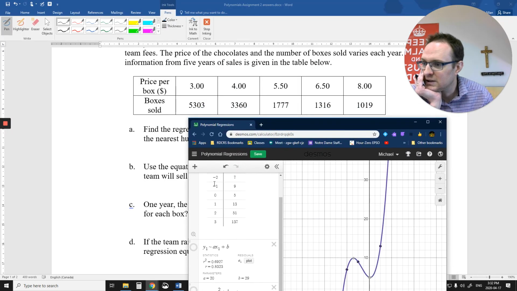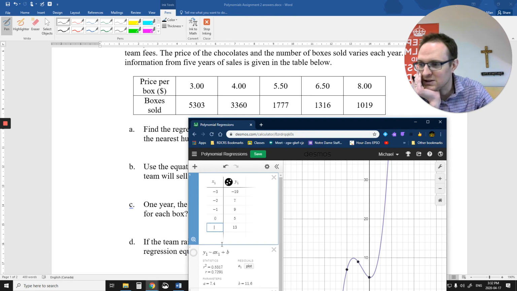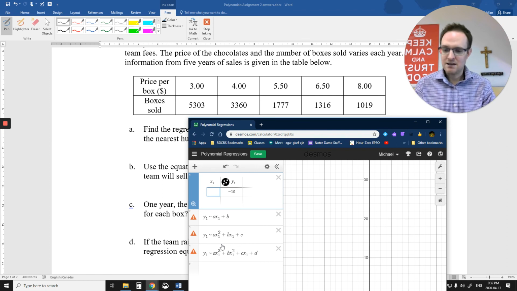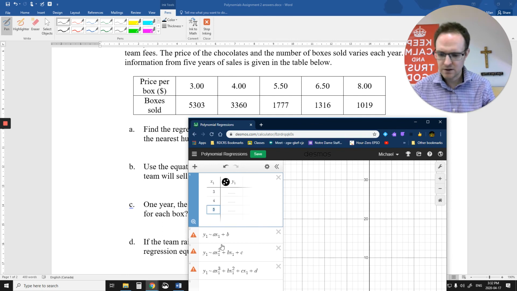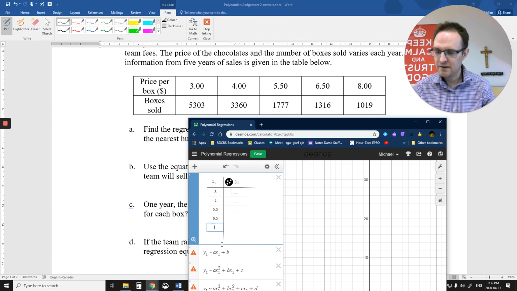So I'm going to go into my X and Y's here. Now, if you're in this one here, you just hit the backspace a bunch of times. You can see it just gets rid of the data, and you don't want to get rid of all that stuff. So I've got 3, 4, 5.5, 6.5, and 8. Okay, and then you're going to go over to the Y values and put in the Y values.